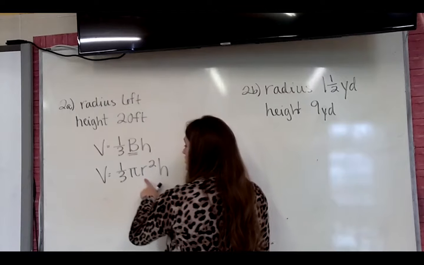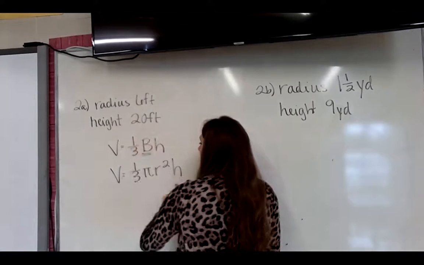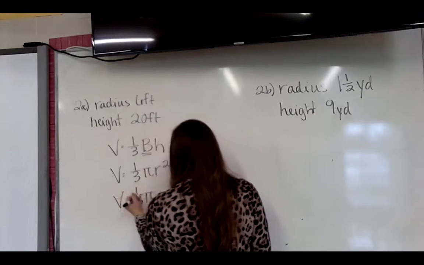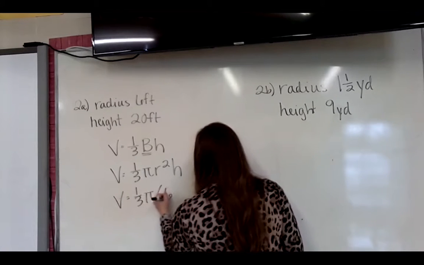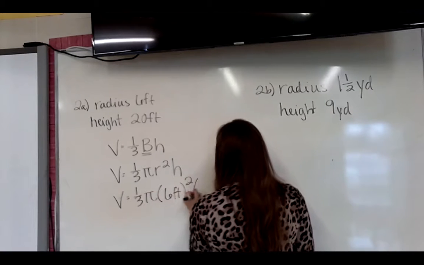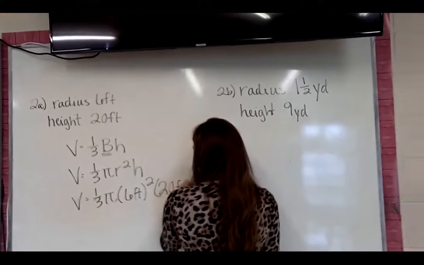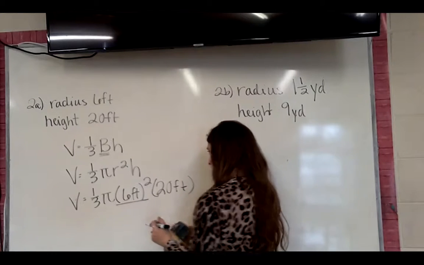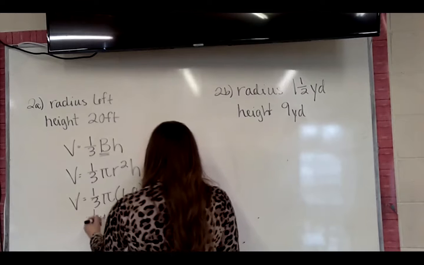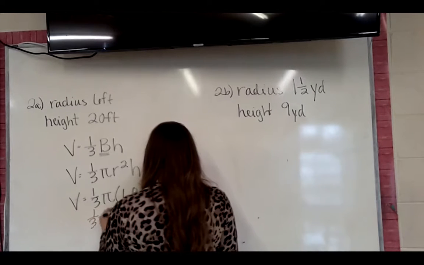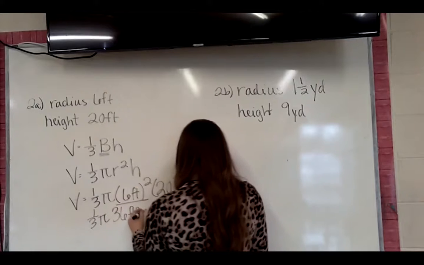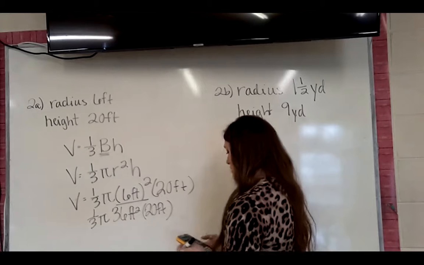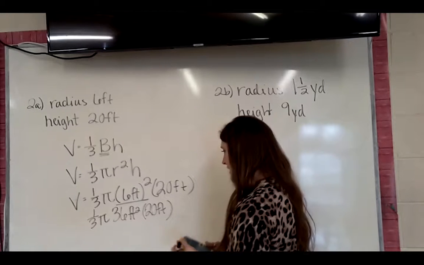We need R, which is radius. They gave me radius. And H, which is height, they gave me that. So now we are just plugging in. I have 1/3 times pi times radius, which is 6 feet squared, times the height, which is 20 feet. Okay, so we have to do our exponent first. 6 squared means 6 times 6, which is 36. So I have 1/3 pi times 36 feet squared times 20 feet.